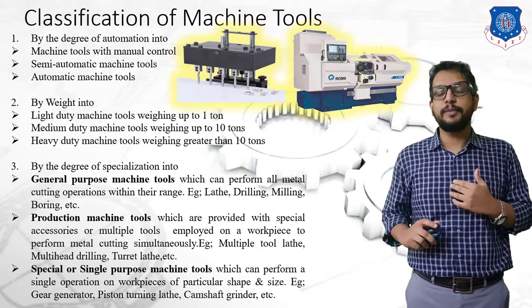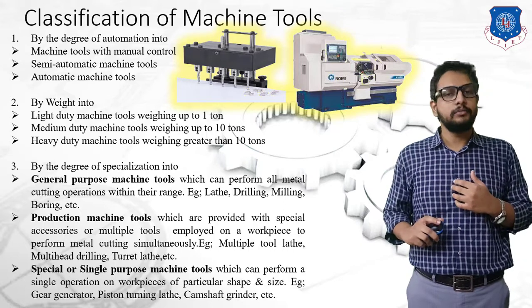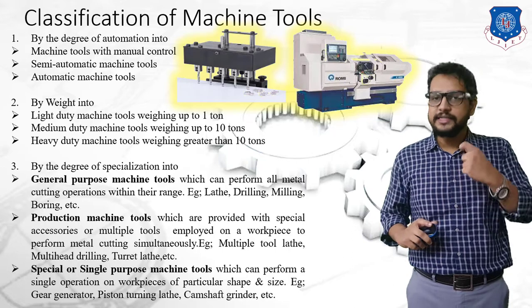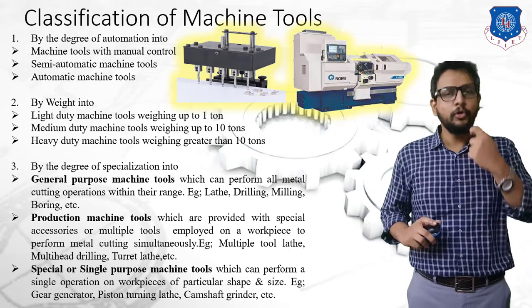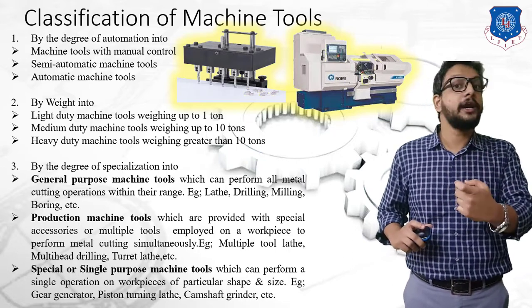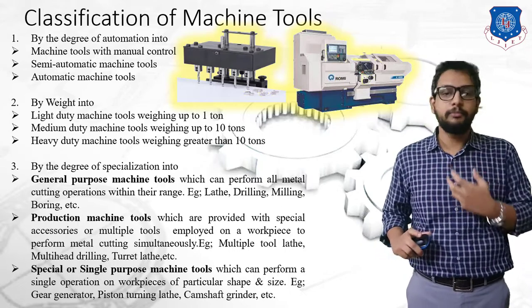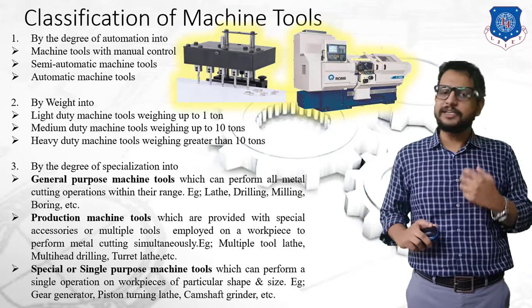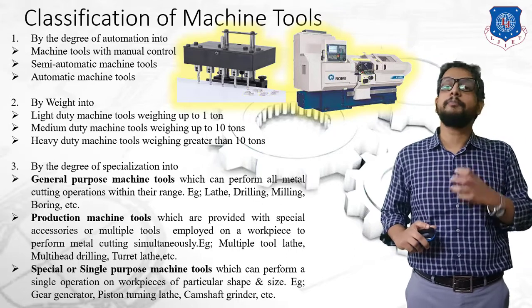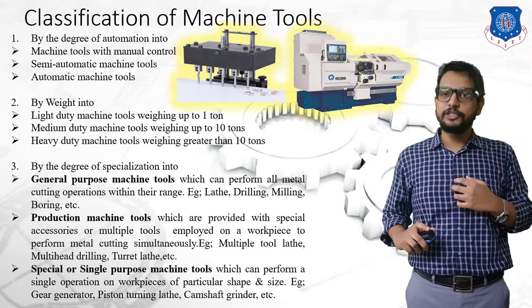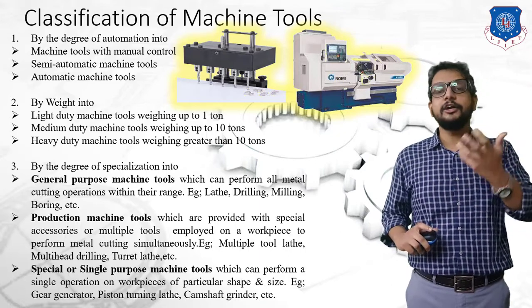Now the next type is the special or single purpose machine tool. As the name itself suggests, on this type of machine tool only a single type of component can be produced, a single purpose, a special purpose. So this can perform a single operation on a workpiece of a particular shape and size. For example, a gear generator, piston turning lathes.